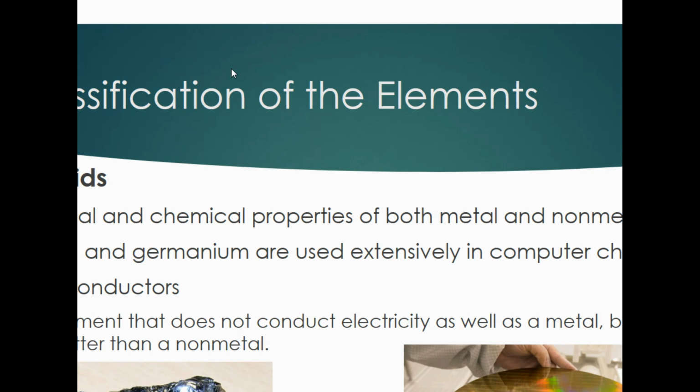Because of their blended characteristics, they form what are called semiconductors, in that they do not conduct electricity quite as efficiently or effectively as a metal, but they do conduct much better than a non-metal. And so that characteristic is desirable when designing things like computer chips and solar cells. And so oftentimes, their claim to fame on where they get used is in the tech industry.